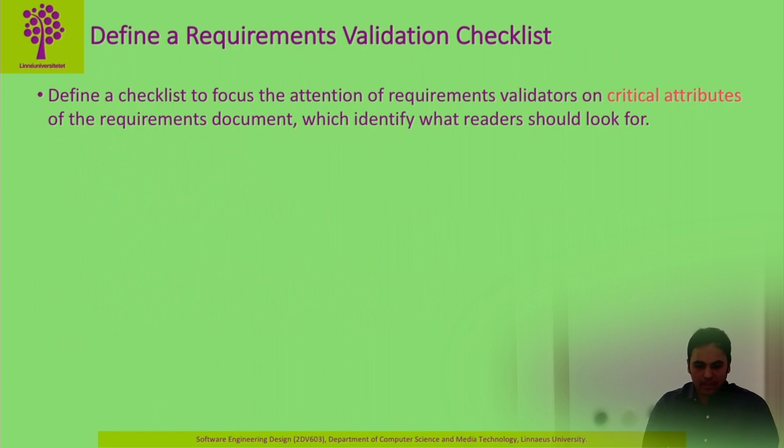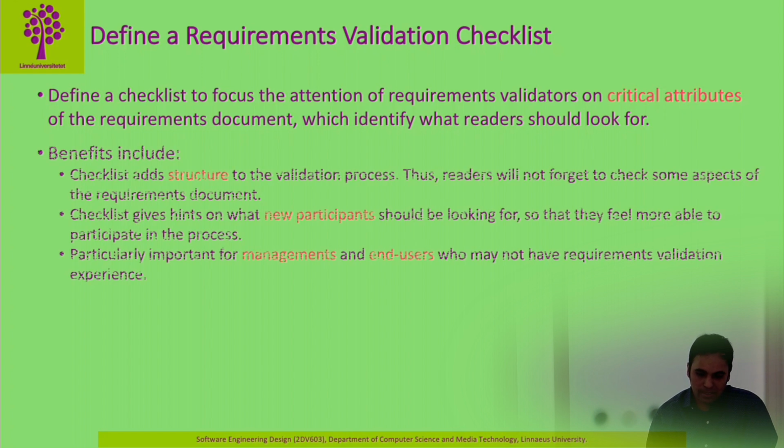And also, there is another way. It's a very formal way of validating the requirements. So it's basically through the checklist. What you do with a checklist is identify critical attributes of requirements, and this will also help the reviewers or readers know what they should look for in the requirements or in the requirements document. I will give you an example of the questions that we should ask when we are defining a validation checklist.